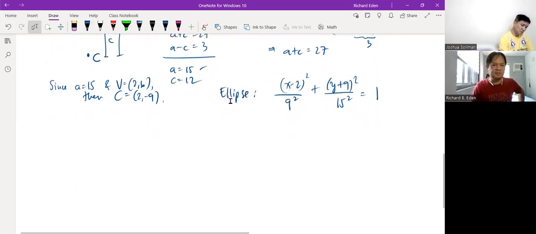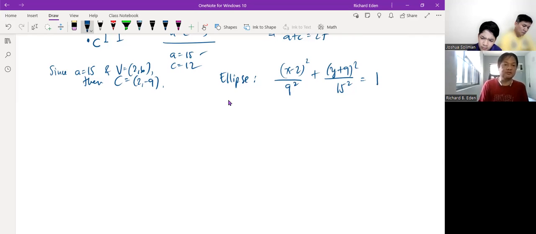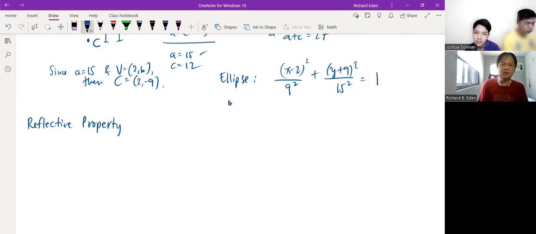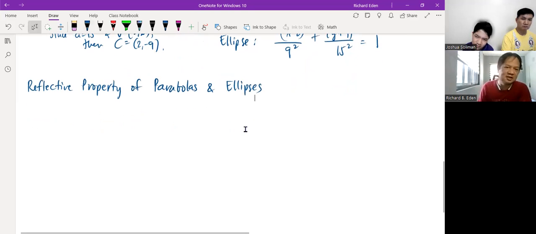Okay. Let's add some miscellaneous problems after talking about the reflective property. Reflective or reflection property of parabolas and ellipses. We'll do the hyperbola later. No, the hyperbola is relatively quick.